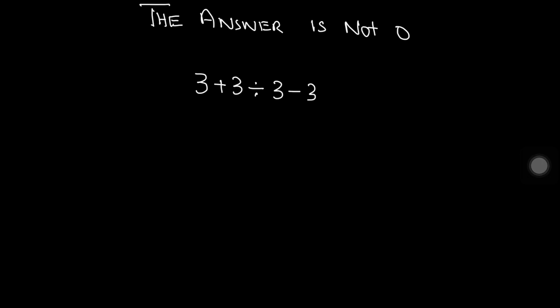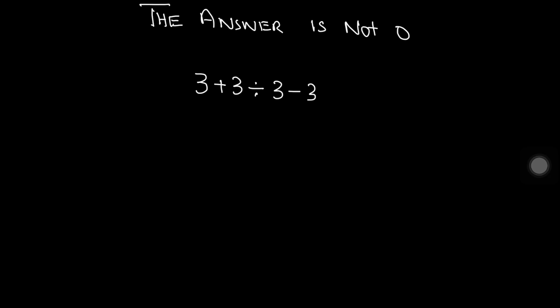In this video, we are discussing an example based on order of operations, which we can call PEMDAS, and also BODMAS. So, 3 + 3 ÷ 3 − 3. You can see the answer is not 0.